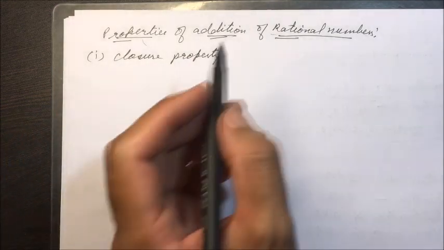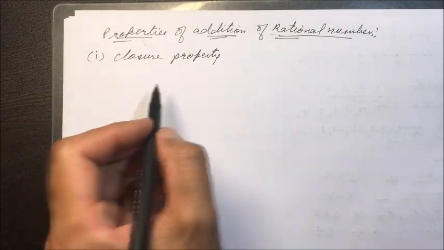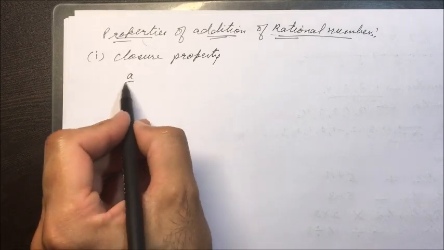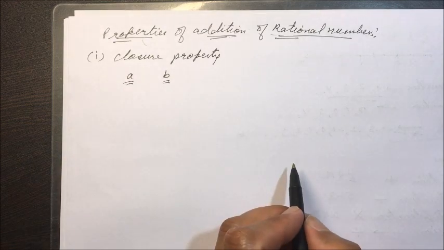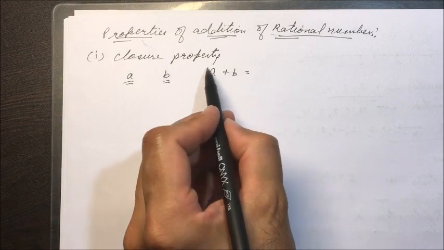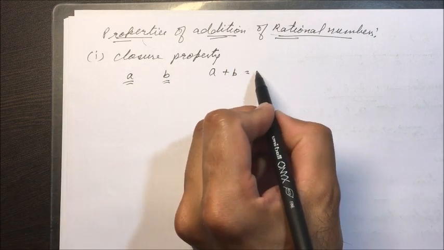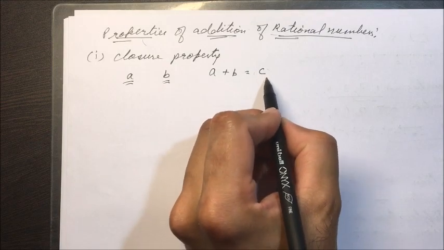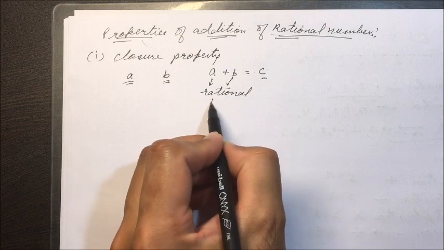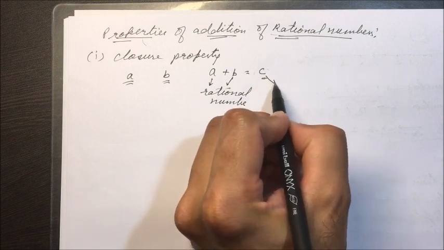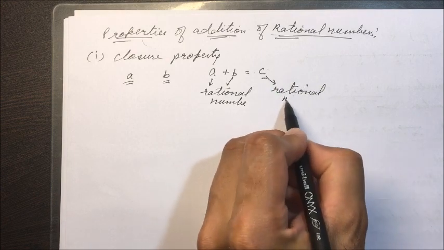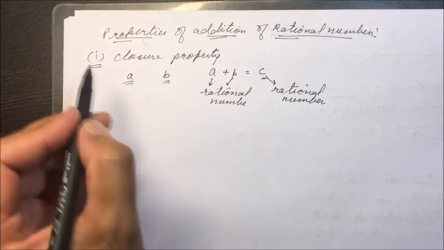Now closure property means if we are having two rational numbers, for example A as one rational number and B as the other, and we apply the operation add on them, then this addition is closed for rational numbers. Whatever result C we get, it will be a rational number. If both are rational numbers, then the result will always be a rational number. So this is closure property.